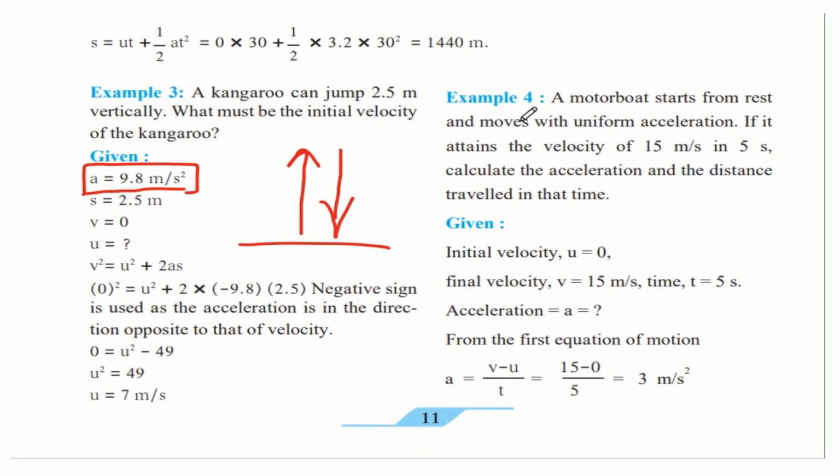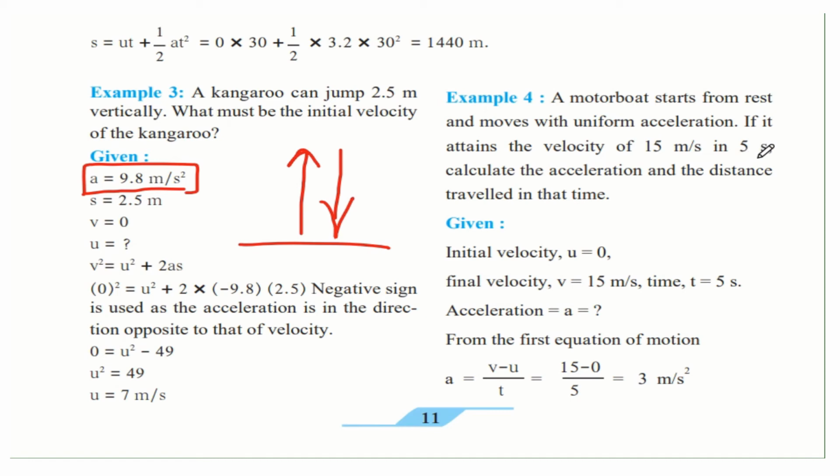The fourth example now. A motorboat starts from rest and moves with uniform acceleration. So it's telling us that the motorboat is starting from rest. Therefore, the initial velocity would be 0. If it attains a velocity of 15 meter per second in 5 seconds, calculate the acceleration and distance traveled in that time. So here they are telling us it attains a velocity, that is the final velocity would be 15 meter per second. In time, that is t, would be 5 seconds.